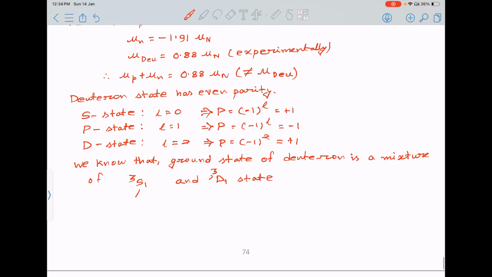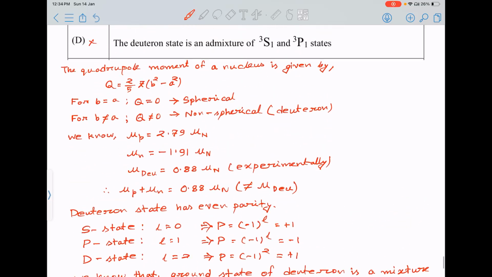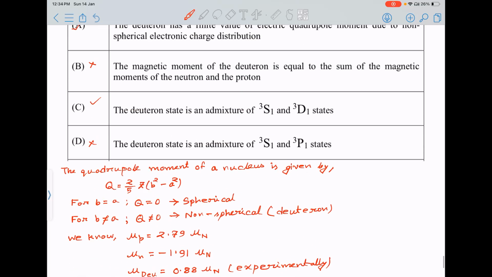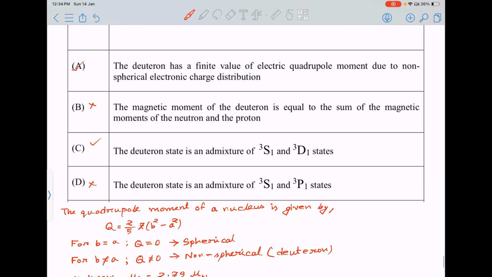where 3S1 is present with a weightage of 96% and 3D1 is present with a weightage of 4%. And it is also interesting to note that because of the presence of these two states, the deuteron nucleus is not exactly a spherical nucleus, but it has some changes in the shape. And because of these changes, mu d is not equal to mu p plus mu n. So option C will also be correct. So options A and C are correct here.